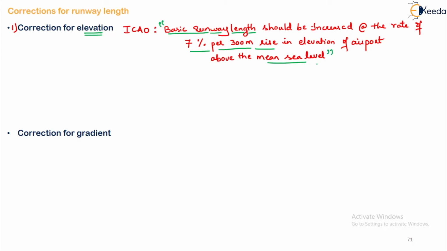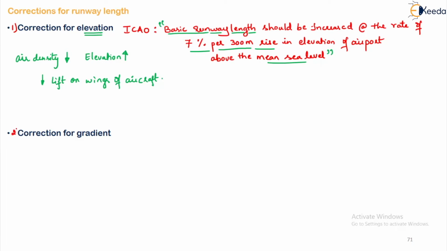This is very important. This correction is required because the air density reduces as the elevation increases. This in turn reduces the lift on the wings of the aircraft. So the aircraft will require more ground speed to rise into the air, and for achieving more speed, we need a longer length of runway. So this is the correction for elevation.